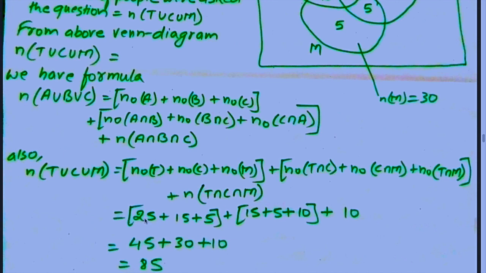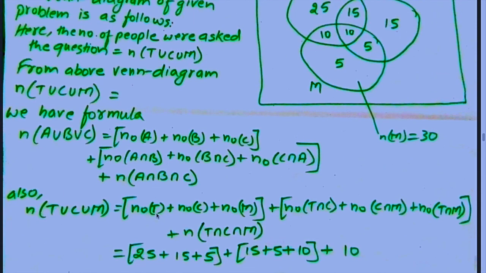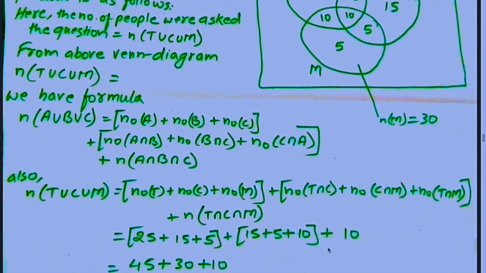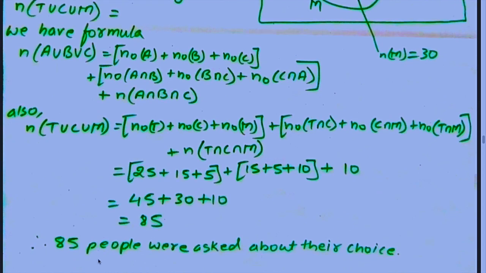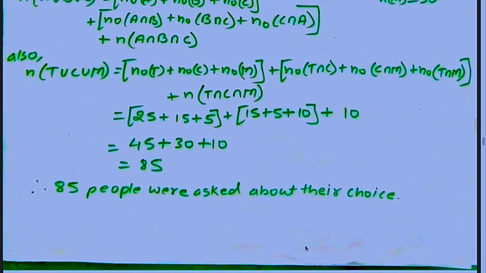Now, in the beginning we get 25 plus 15 plus 5 for n(T) plus n(C) plus n(M). Then for n(T ∩ C) plus n(C ∩ M) plus n(T ∩ M), 15, 5 and 10 will come. Now, given 25 plus 15 plus 5, from the Venn diagram 15 plus 5 plus 10, and 10 also from the Venn diagram: 45 plus 30 plus 10 equal 85. Now, 85 people were asked about their choices.